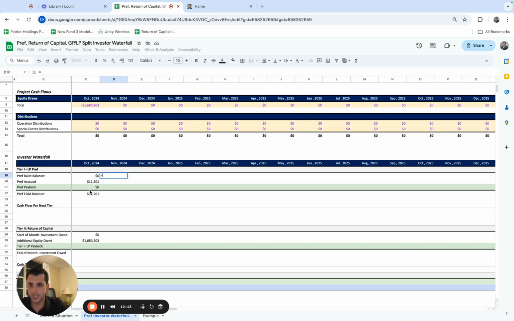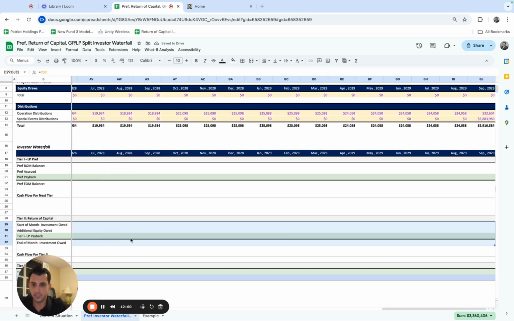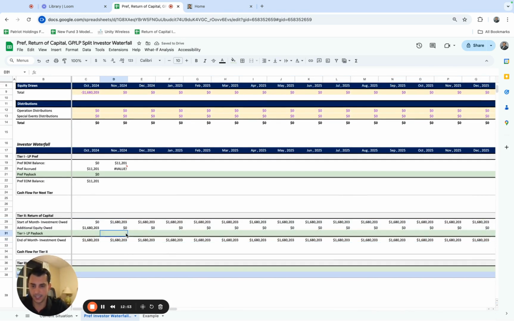The pref opening balance is going to be the previous month. We're going to accrue some more pref, but remember, it's giving us an error because I have to fill this out too. So let's leave this blank for now. End of month is going to be investment start of month plus anything contributed minus anything paid back. It's going to give us this total. And for the next month, it's going to start here. Equity owed for any additional equity is going to pull over, leave this blank for now, and pull this. Let's do this. Okay, we're going to come back to this.